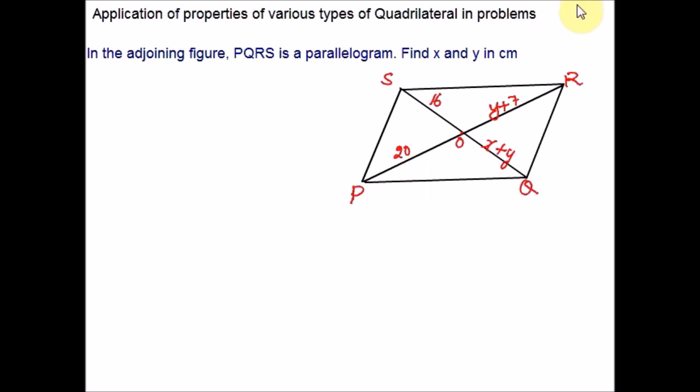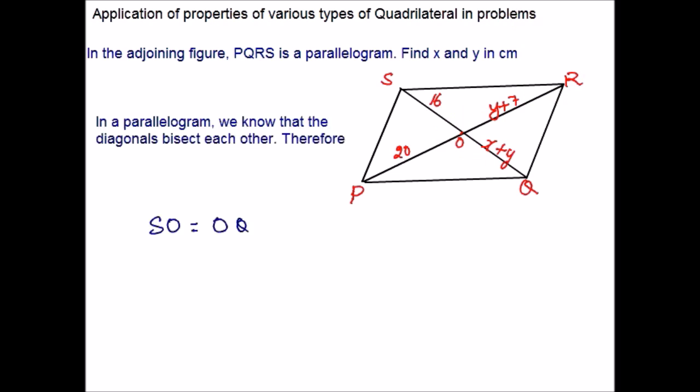So therefore, you can say that SO will be equal to OQ. Same way, this half PO will be equal to OR. Replace SO by 16 and OQ by x plus y. Just swap the sides. Let this be our equation number 1.